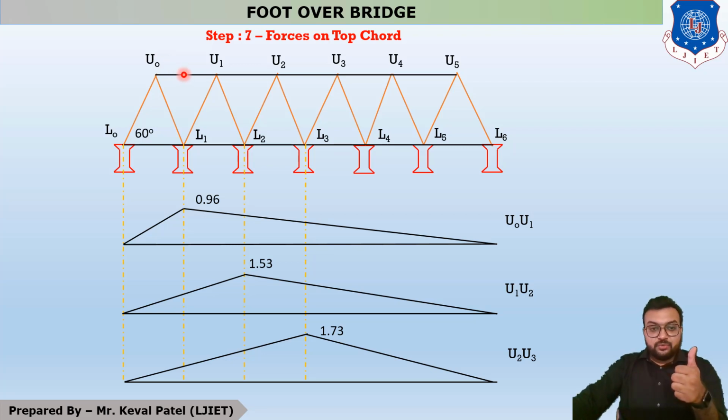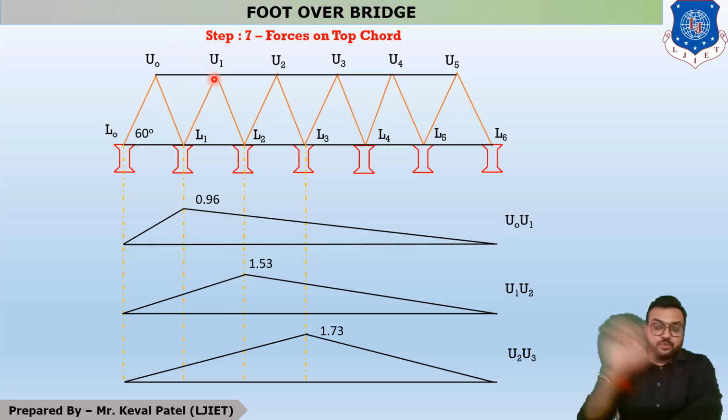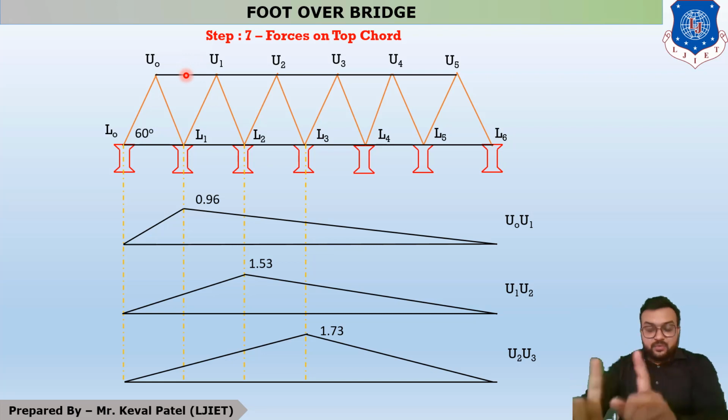If the maximum deflection occurs at the center point, it means the maximum load is at the center point. If the load is maximum at the center point, then the bending moment is also maximum there. So for the top chord member, we have to draw an influence line diagram for the center point of all the members. You can see that this is your U0, U1, and between U0 and U1 the center point is this. Now the equation remains the same as in the last example.